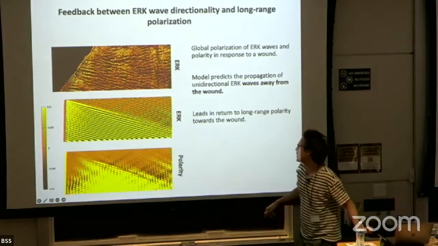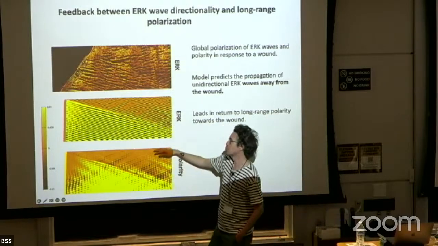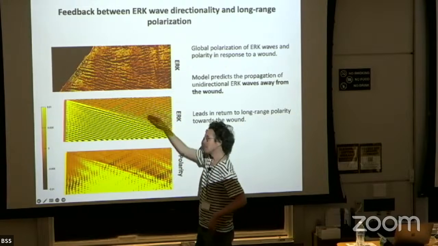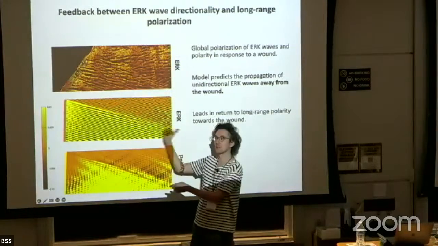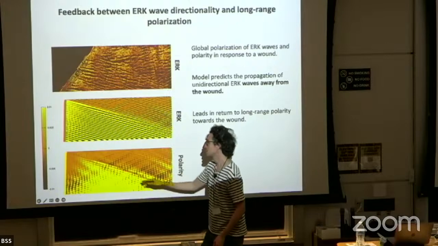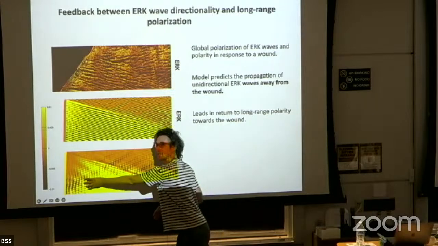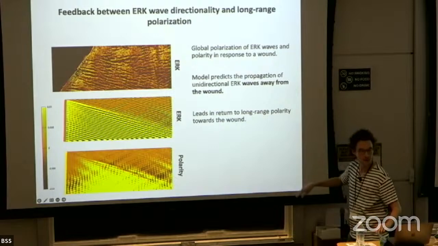I can also plot now the amount of polarity, and what you can see is that initially the monolayer is unpolarized and has ERK going in all directions, and there's a mutual feedback where as the waves become unidirectional, the polarity builds up. And what this predicts is a gradual buildup of polarity, where polarity starts building up close to the wound and then propagates in the back of the monolayer.